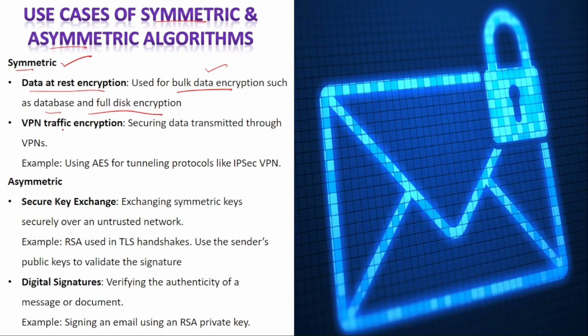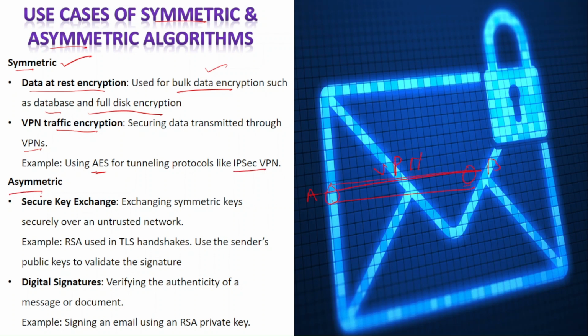It is also used for VPN traffic encryption. In other words, it is used for encryption of data in transit, or data in motion, securing data transmitted through VPNs. You know that when data is transmitted over a public medium such as the internet between party A and party B, a VPN is used to encrypt the data, which forms a virtual private tunnel between these two parties. This encryption takes place using symmetric encryption, for example using AES for tunneling protocols like IPsec VPN.